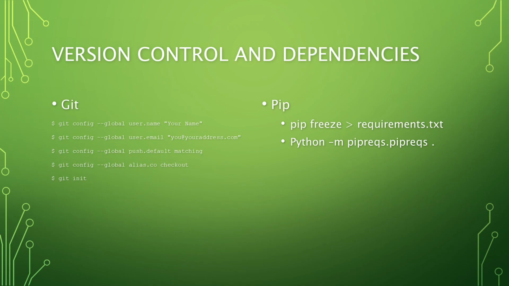Managing dependencies is also crucial. Tools like pip for Python can help you handle library dependencies efficiently. Always ensure you have a requirements.txt file to keep track of these libraries.